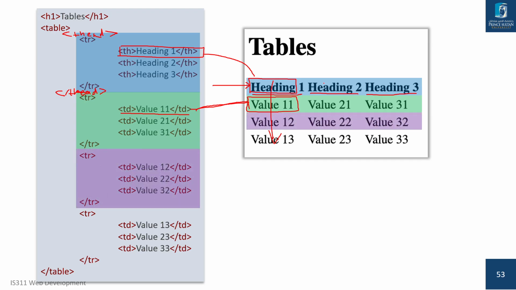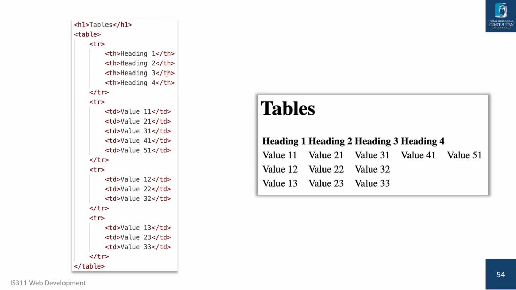Yes, it's clear. So again, the next row, we have this, and then we have the fourth row. So it is not always necessary that we have the same number of columns in every row. It is possible that we can have a different number of columns in different rows.